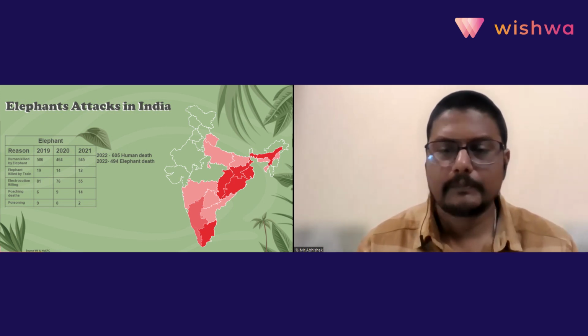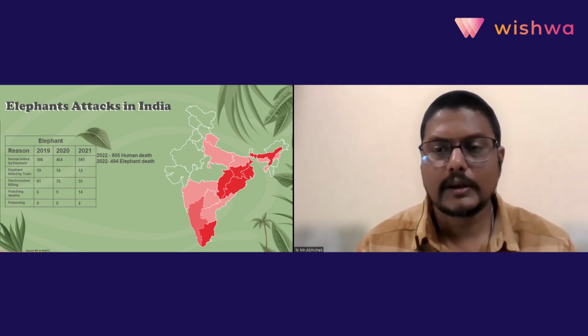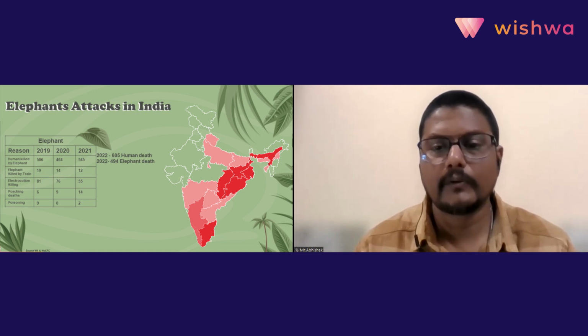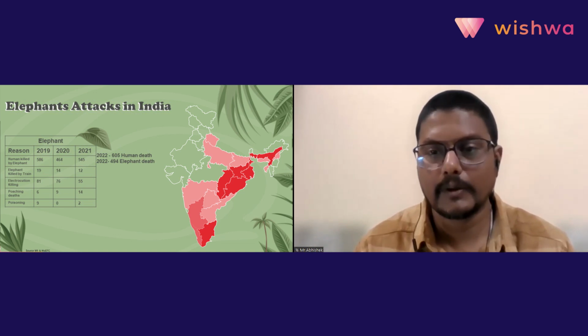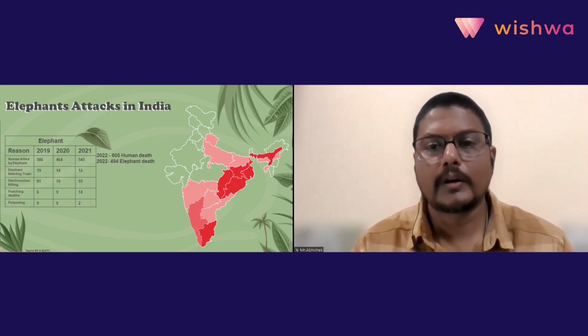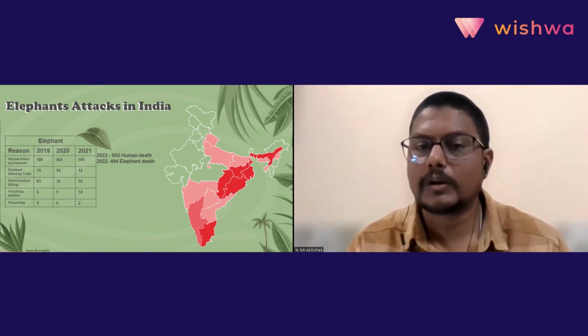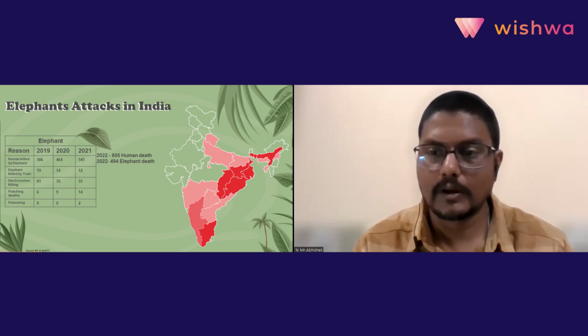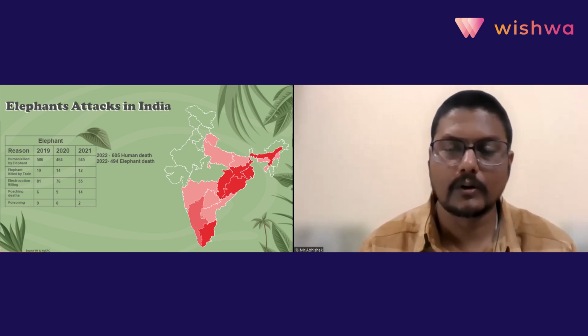So it's a very alarming situation there in newer states, especially Bihar, Uttar Pradesh, Uttarakhand, and even Karnataka. So in 2022, 605 human deaths were there, and in 2022 there were 494 elephant deaths recorded across India.